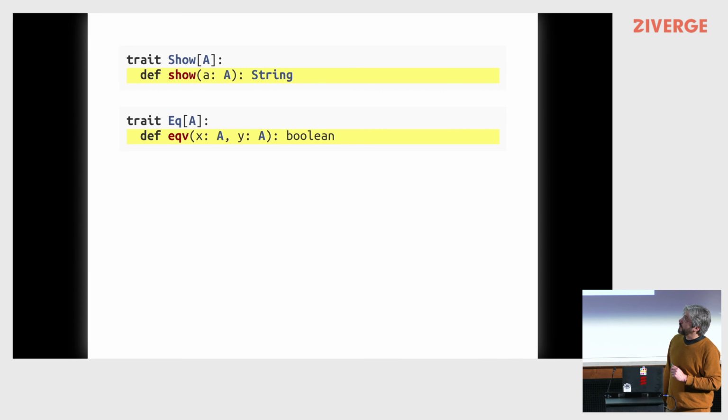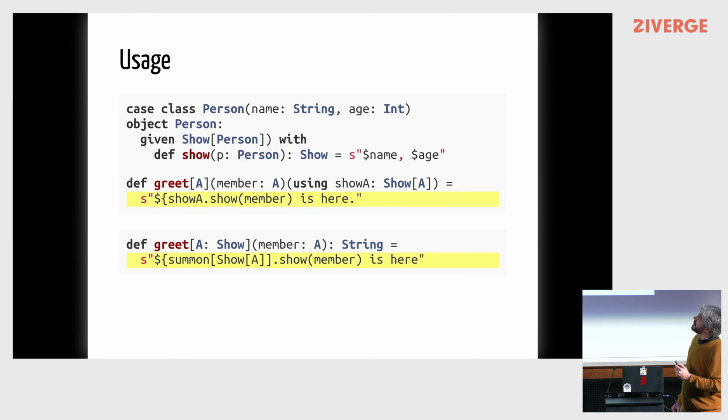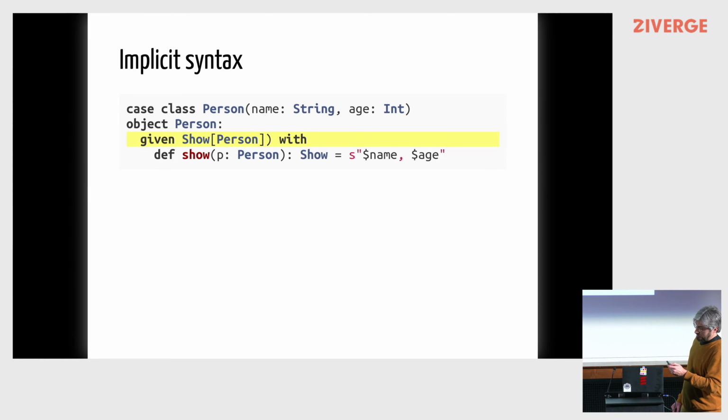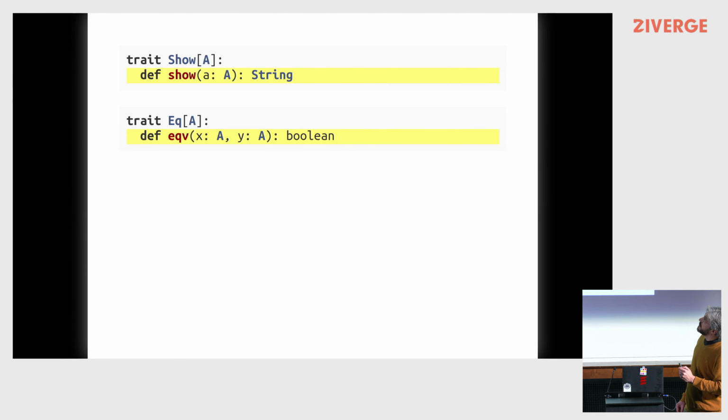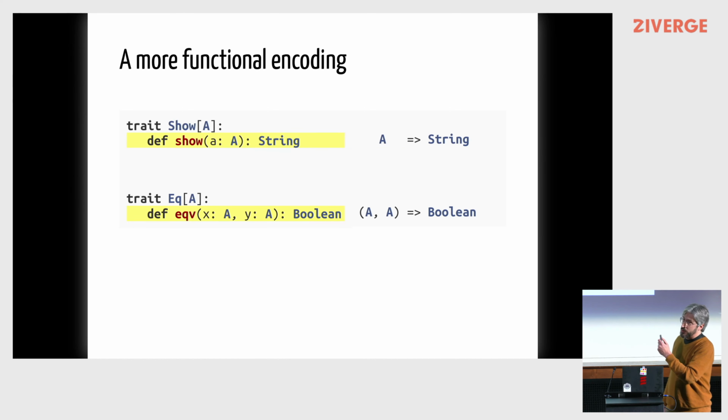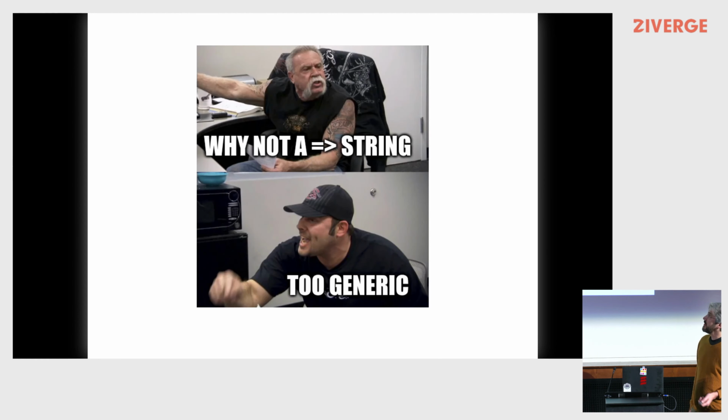But if we squint at the type classes, we can see how basically they wrap a function. So the more functional encoding would be to use A to String or A to A to Boolean instead of using the wrapper, which is simply a name. It's something that wraps, but doesn't compose, it's not first class. So why not A to String?